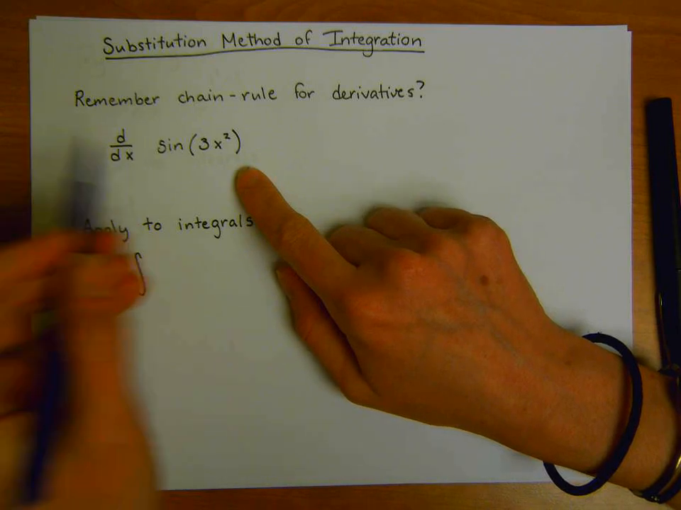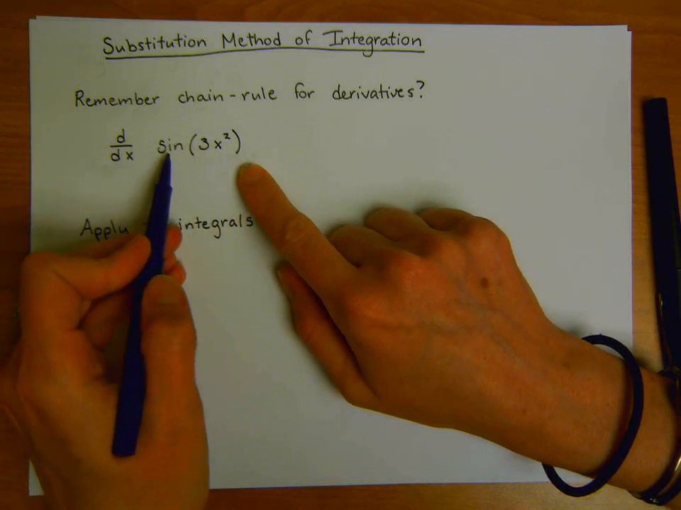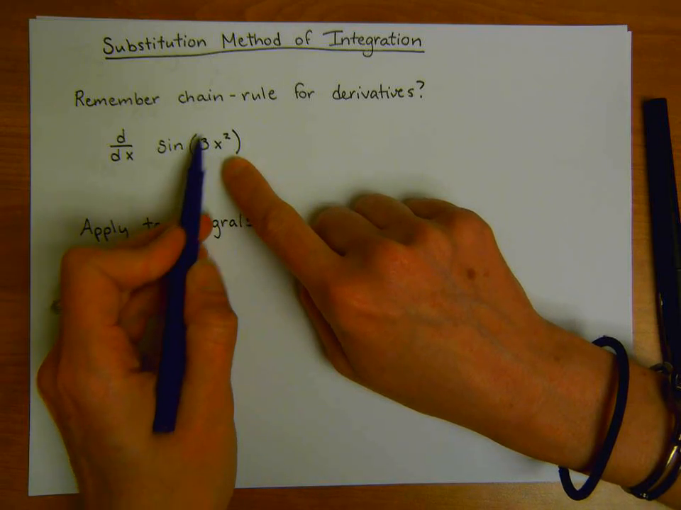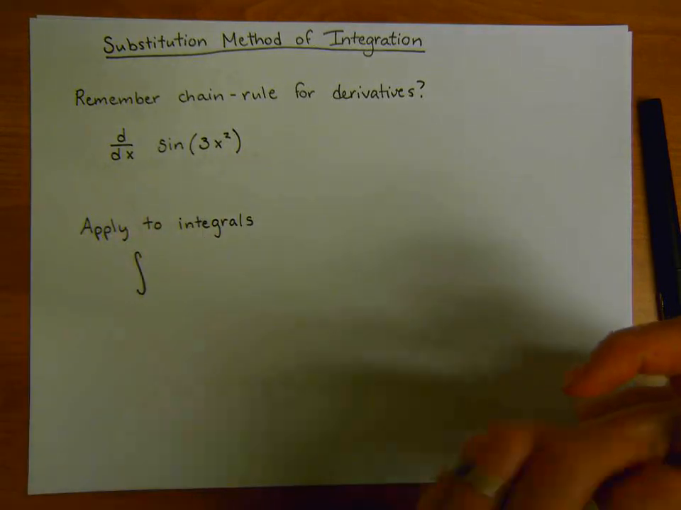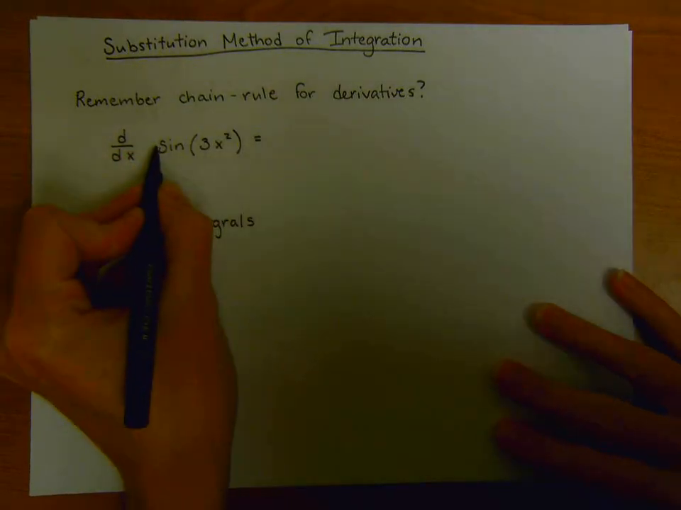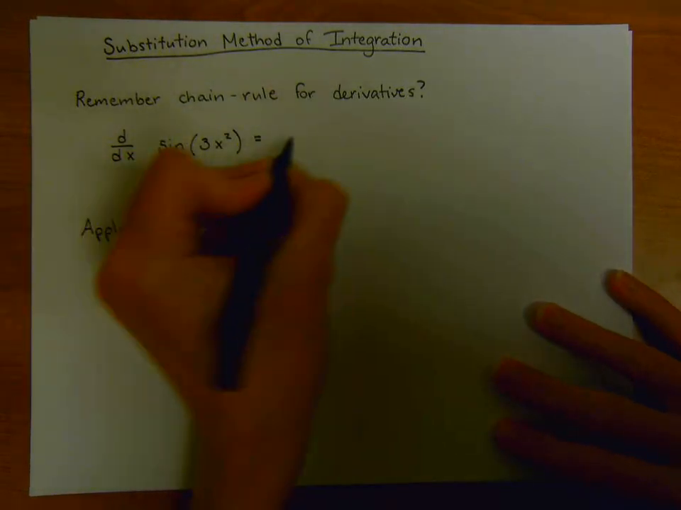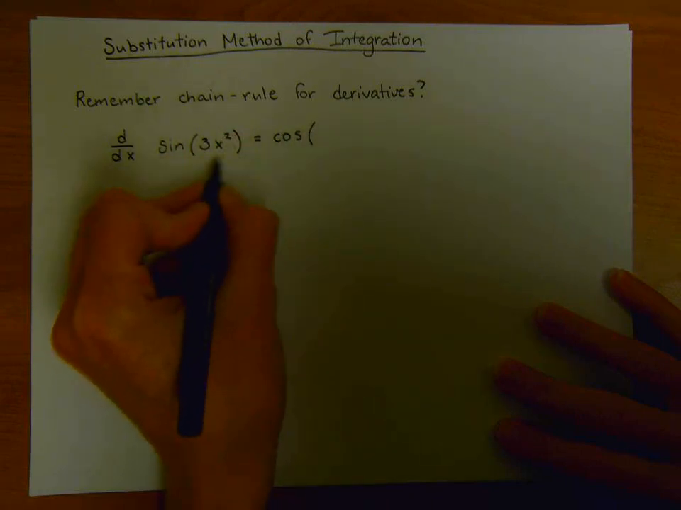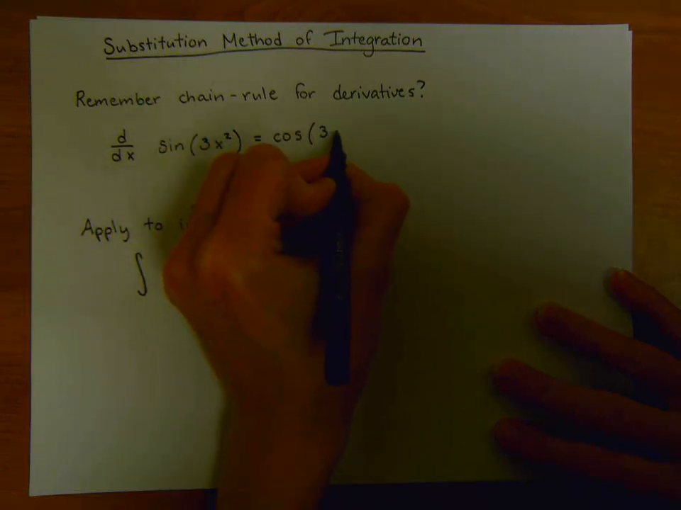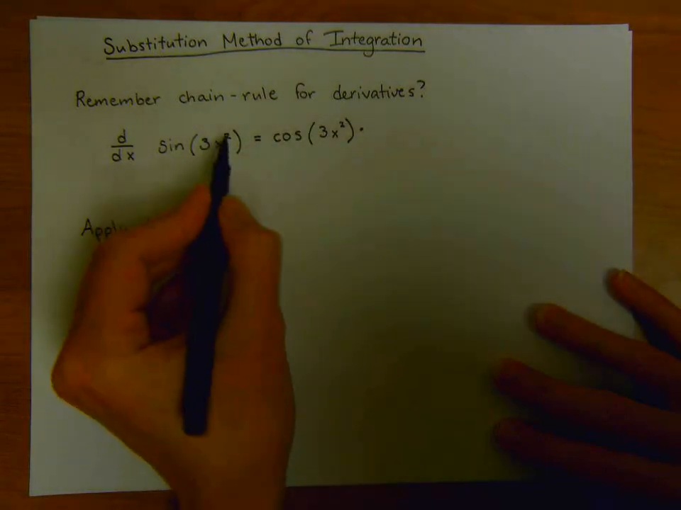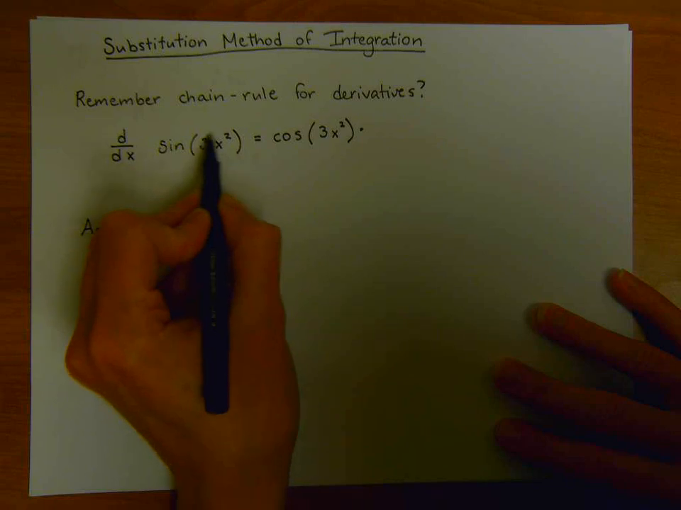Suppose I'm taking the derivative of the composition of two functions. I have this outside function sine, and my inner function is 3x squared. By chain rule, it's going to be the derivative of the outside function, which is cosine, evaluated at the inside function, which is 3x squared. But chain rule tells us that we also need to multiply by the derivative of the inside function.